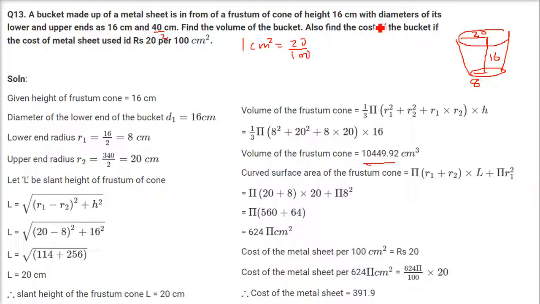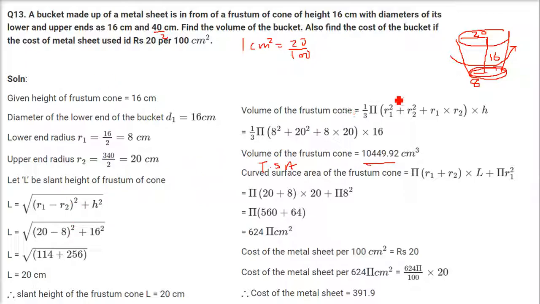So for that we need to find out the curved surface area of this frustum. That is actually total surface area. It should not be curved surface area, it should be total surface area. Why? Because curved surface area is this one. Total surface area is, we are including this one also. Right? That is, this is the total surface area.